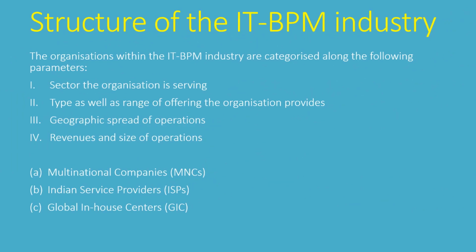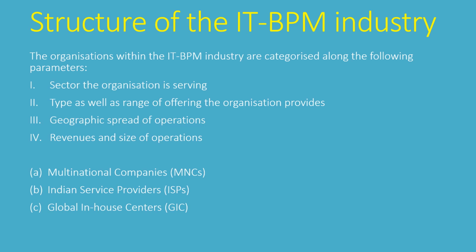Next is the structure of the IT BPM industry. The organizations within the IT BPM industry are categorized along the following parameters. The first parameter is the sector the organization is serving. Next is the type as well as range of offering the organization provides. Next one is geographic spread of operations. Next, revenues and size of operations.